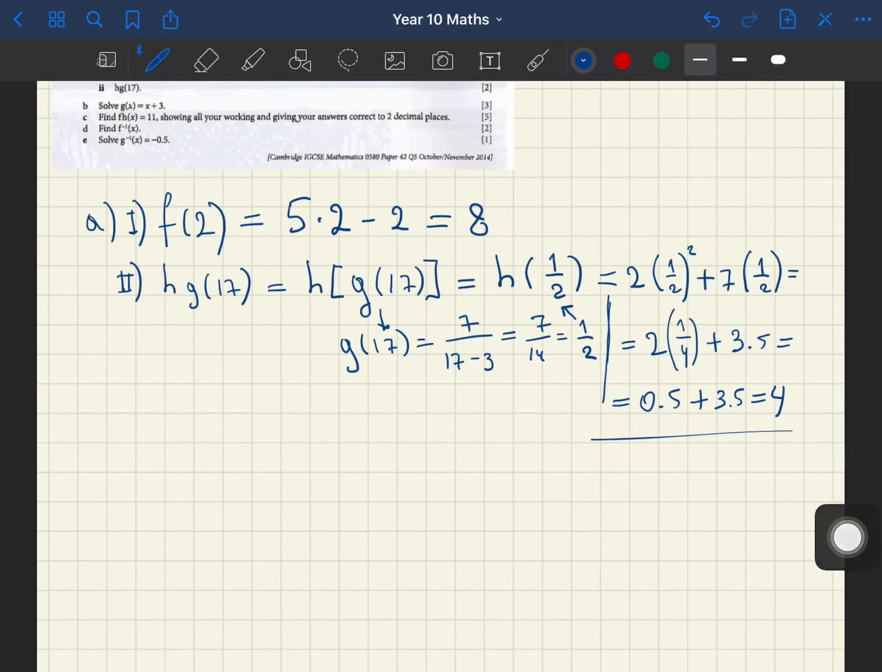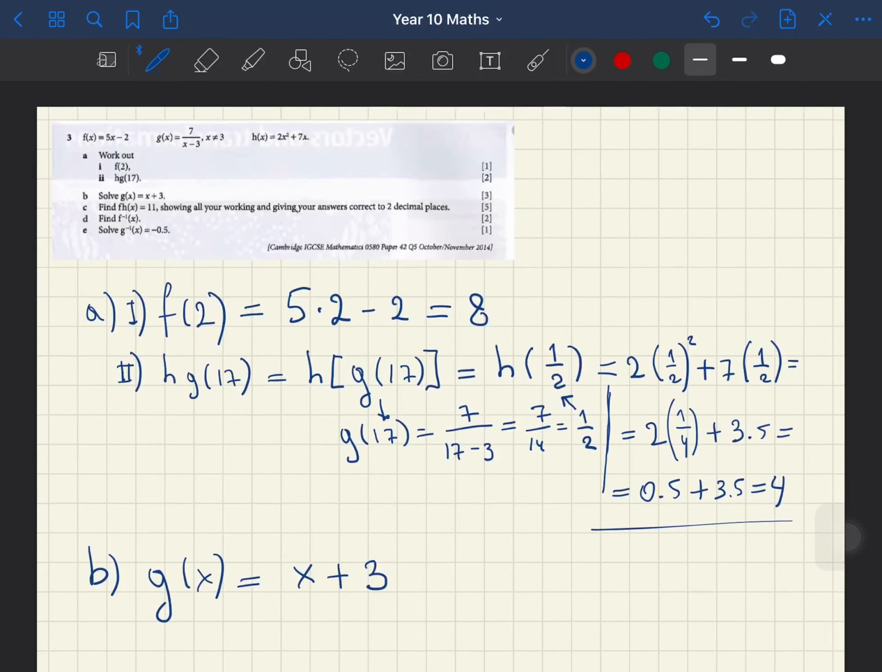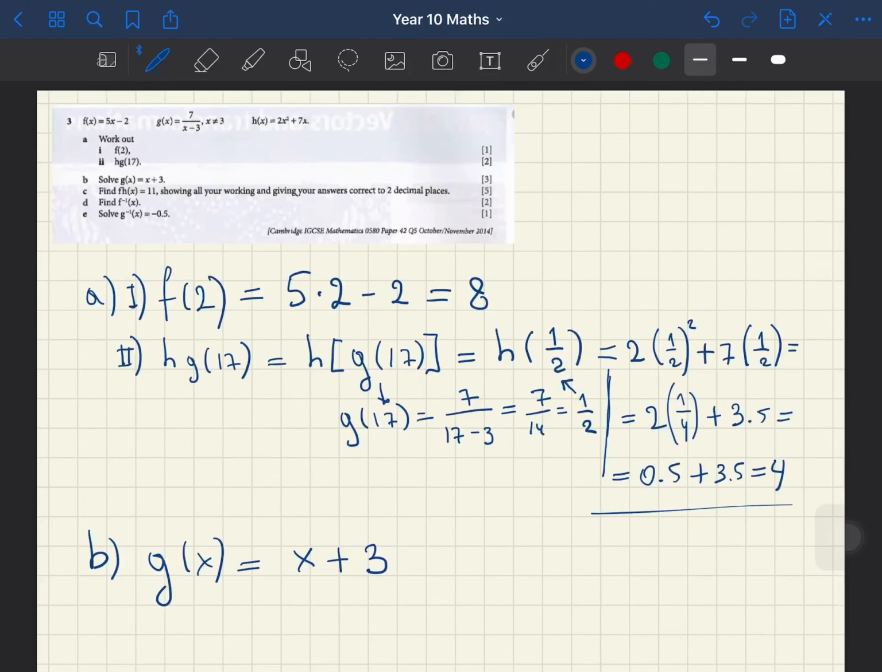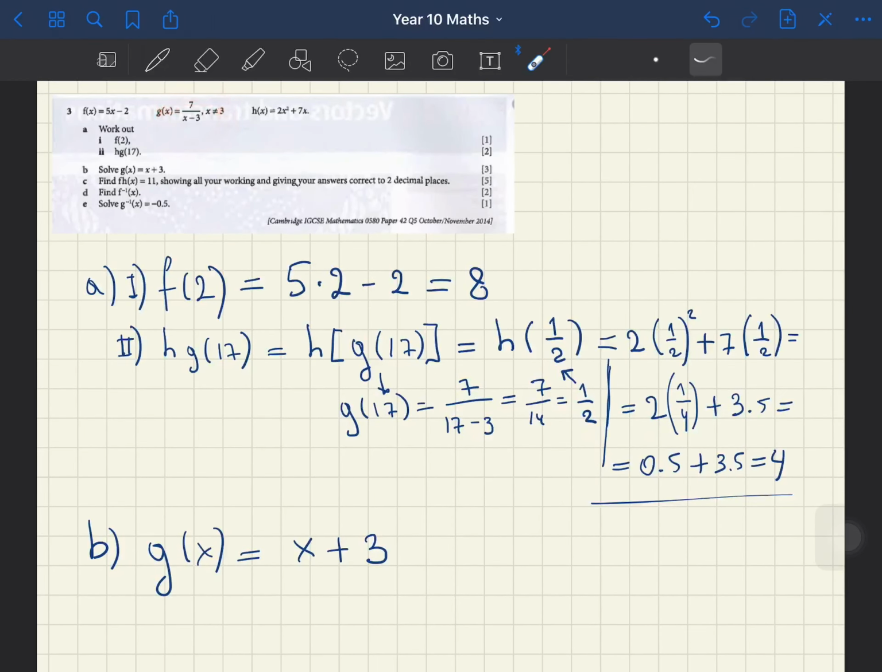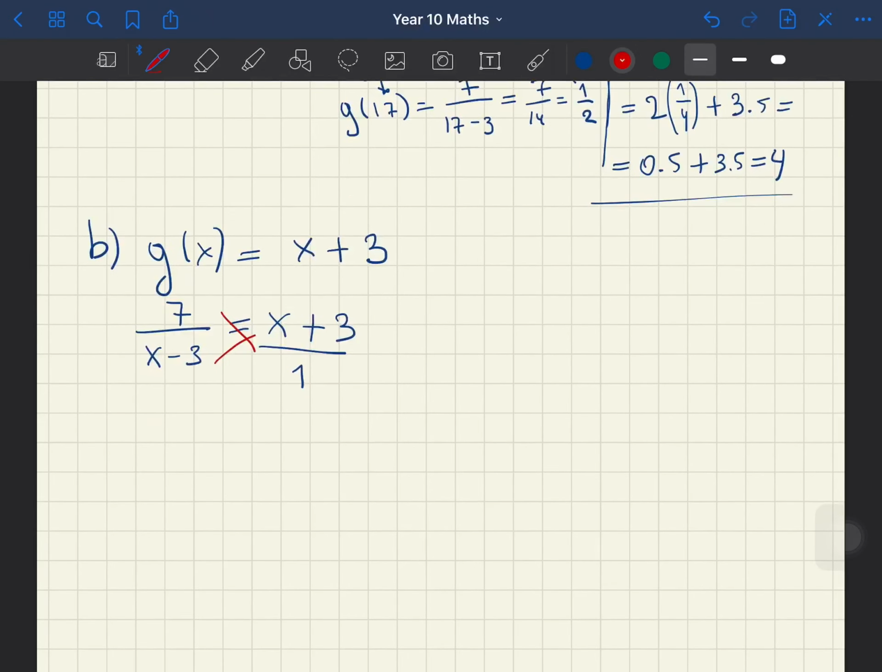Okay, next one we have g of x. So g of x equals x plus 3. Oh, I didn't need the brackets here. So g of x equals x plus 3. So this means that g of x is 7 over x minus 3, right? So we write 7 over x minus 3 equals 2 x plus 3. We can make it a fraction and we can cross multiply like this. So we get 7 equals 2.